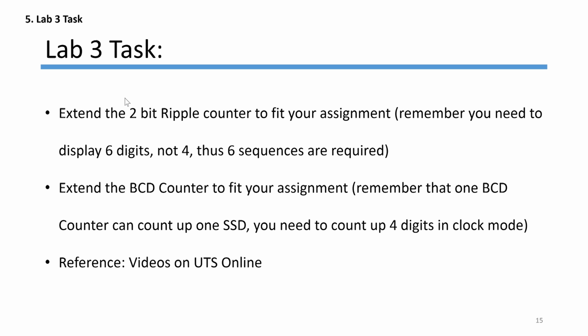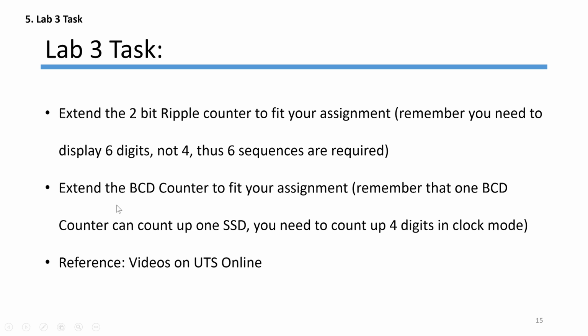Now, to finish off lab 3, these are the tasks you are expected to have done by lab 3. Based on the 2-bit ripple counter we've shown, you should extend the 2-bit ripple counter to fit your assignment. Remember that a 2-bit ripple counter will have 4 sequences, but you have 6 digits on your MXK to display. So you need to think of a way to create a ripple counter that will account for the 6 sequences.